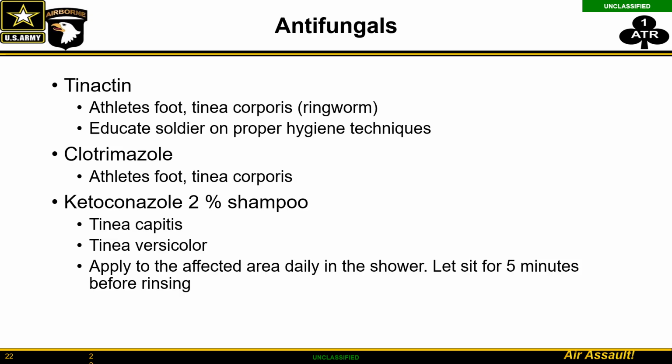There's also clotrimazole. I'm usually going to give that if the Tinactin doesn't work. I'll usually start with the Tinactin, but either one, perfectly good options. And then ketoconazole shampoo. So this can be used for tinea capitis or tinea versicolor. If you're not familiar with tinea versicolor, reference the dermatology lecture that is also recorded. With the ketoconazole shampoo, you do want to make sure they understand that they need to lather in the shower, let it sit for 5 minutes, and then rinse it. And they have to do that at least twice a week for this to make a difference.